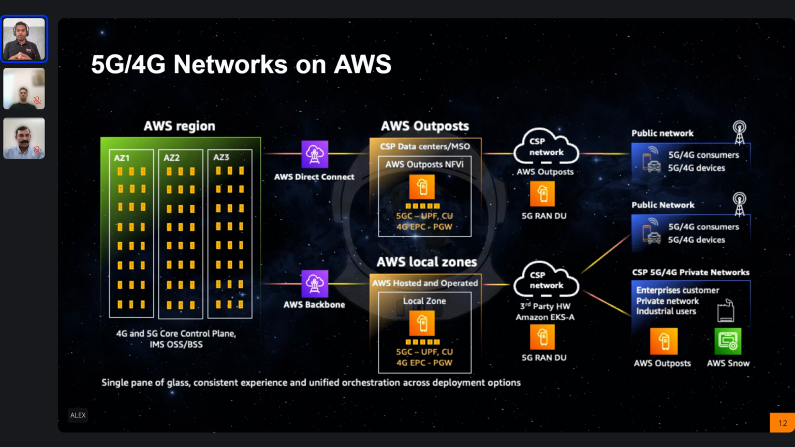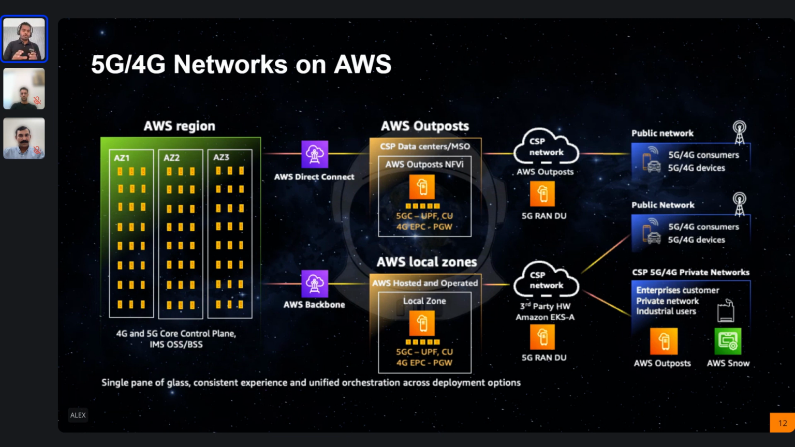Essentially your 5G core, or 5G core control plane, and your BSS and OSS systems can run in the AWS region, while you can have your user plane functions, user data functions, completely offloaded to Outposts or Local Zones, where you can orchestrate the network slices and provision the network paths the way you want from the core. When the user data traffic comes in, the policies are applied at a location nearest to them, and then they exit out to the intended destination.